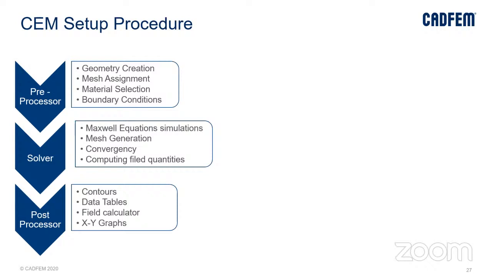And then once you import it, you need to create a mesh for that particular geometry, meaning assign the right set of mesh, and then assign the materials. And you have to consider the right set of boundaries. That is an important aspect of the pre-processing part.